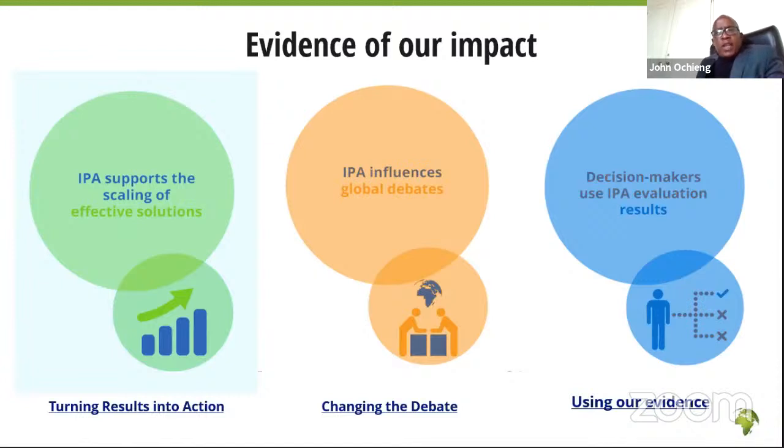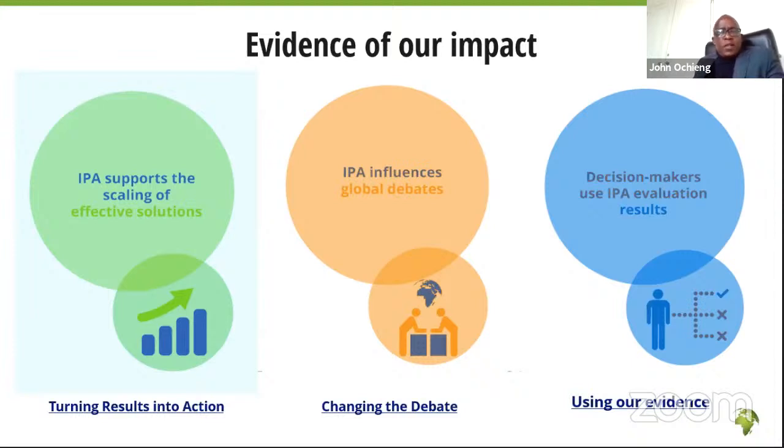So my last slide is just to give you a highlight of some of the evidence of our impact across the world. And so number one, we've been able to turn results into actions. And I can cite a research undertaking that we conducted on school-based deworming that has been scaled up in Ethiopia, India, and Kenya. And this is reaching over 91 million children to date.